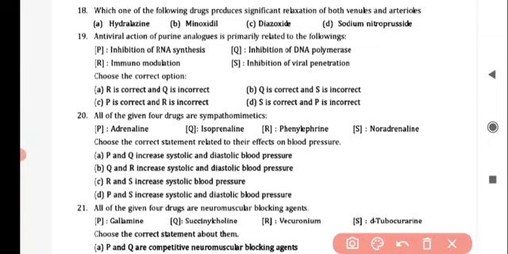Next question is, which one of the following drugs produces significant relaxation of both venules and arterioles? So the correct answer is option D, sodium nitroprusside.